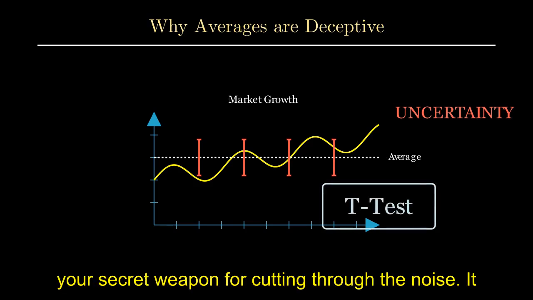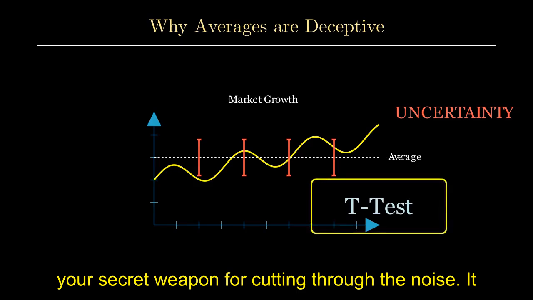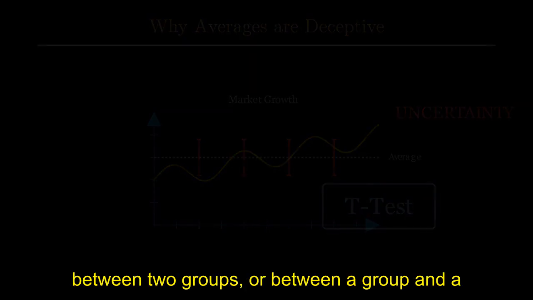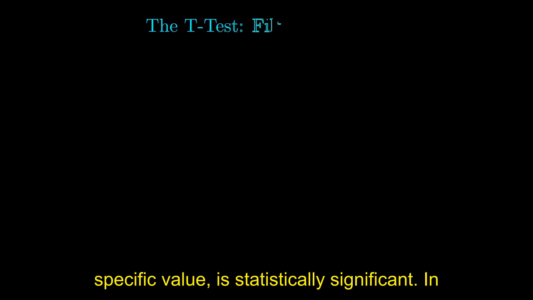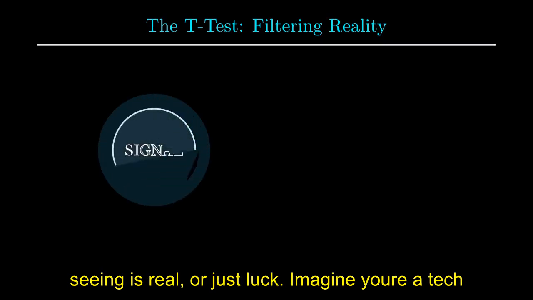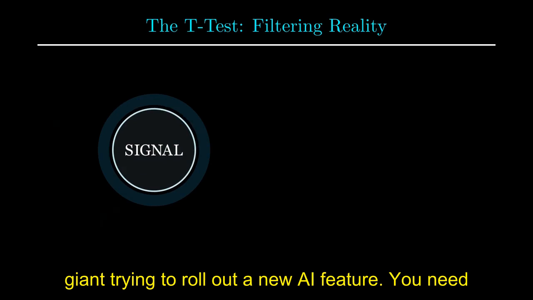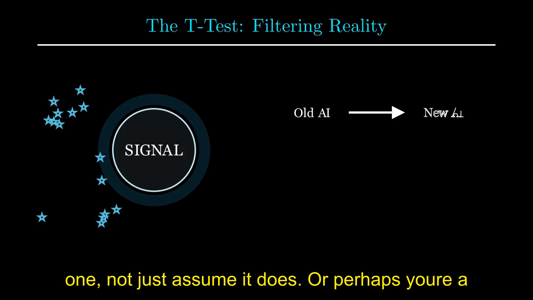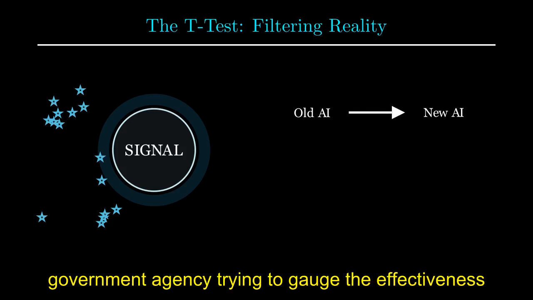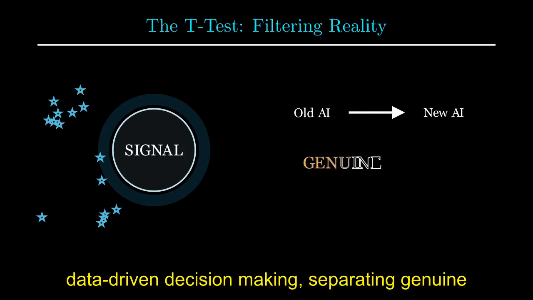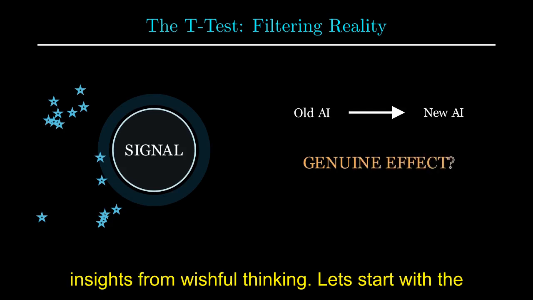The t-test is your secret weapon for cutting through the noise. It helps you determine if the difference you see between two groups, or between a group and a specific value, is statistically significant. In other words, it helps you figure out if what you're seeing is real, or just luck. Imagine you're a tech giant trying to roll out a new AI feature. You need to know if it actually works better than the old one, not just assume it does. Or perhaps you're a government agency trying to gauge the effectiveness of a new economic policy. T-tests are the bedrock of data-driven decision-making, separating genuine insights from wishful thinking.